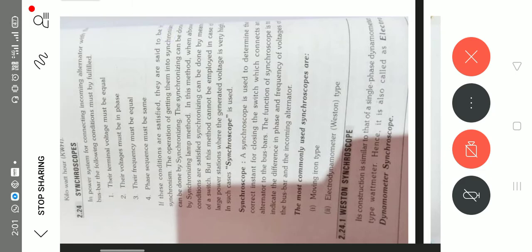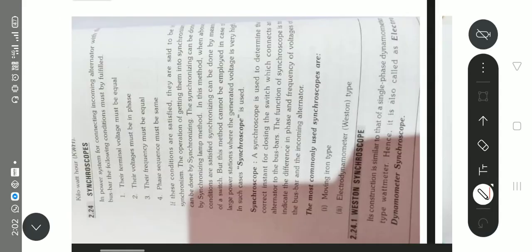That is the synchroscope. The synchroscopes are used in alternators, alternator bus bars. What is the purpose of synchroscopes? We can learn. First of all, in the alternator bus bar we must maintain some conditions compulsorily. What are the conditions? We compulsorily maintain these four conditions in any alternator.